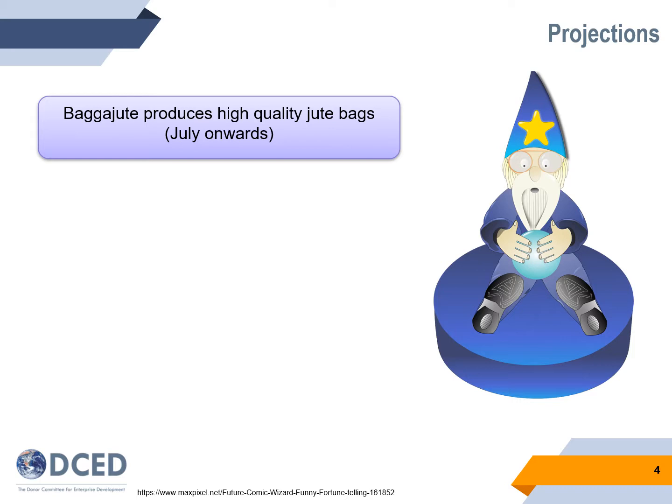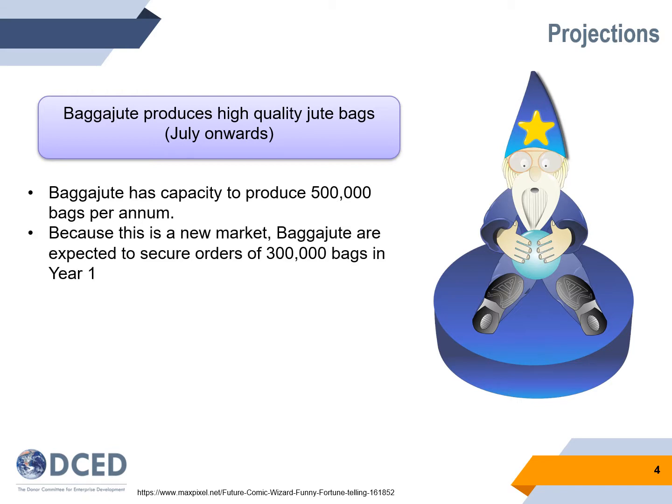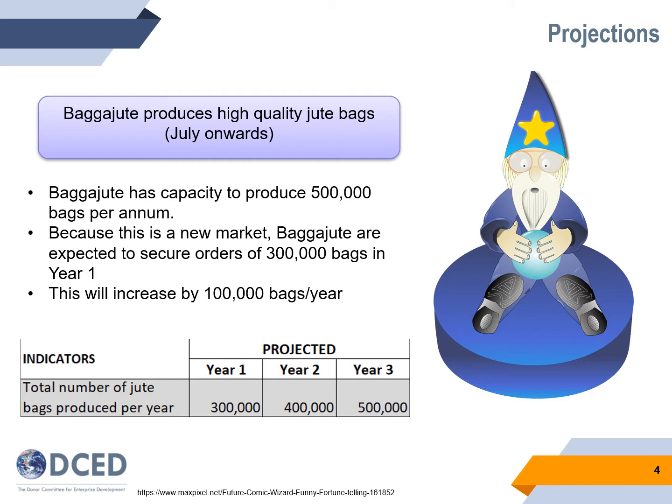So in this example, we're going to continue using the jute example from the previous videos. Bagger jute produces high quality bags, a really important assumption. You might start by noting that Bagger jute has the capacity to produce 500,000 bags a year. But in their first year, of course, they're not going to produce this much all at once. So you assume in this new market, they can secure 300,000 bags orders to start off with. You might expect this to increase by 100,000 bags a year, and then this gives you the total projections numbers, which are listed down at the bottom of the screen.